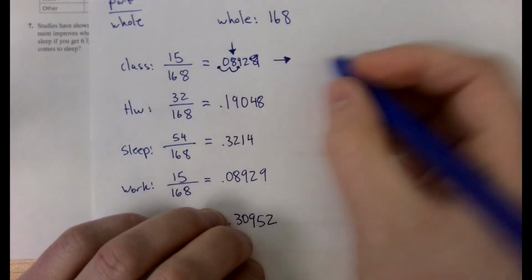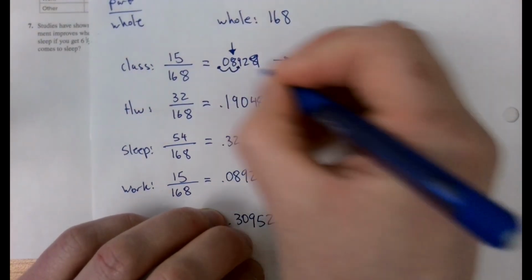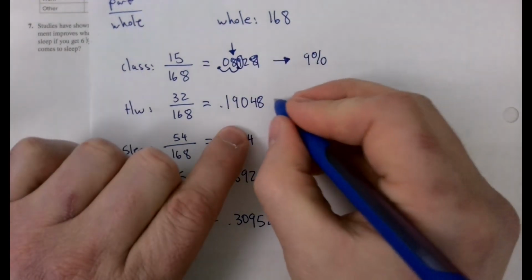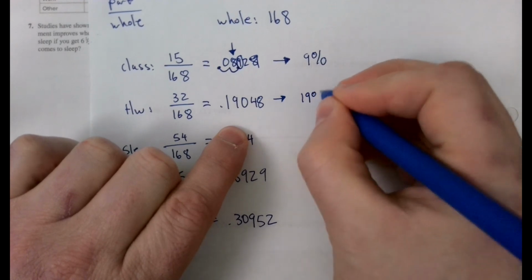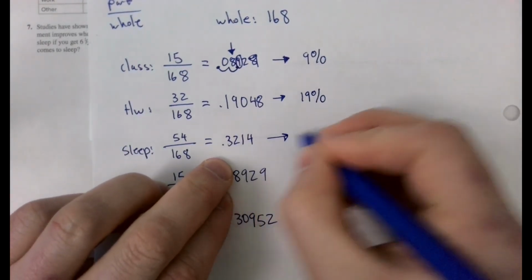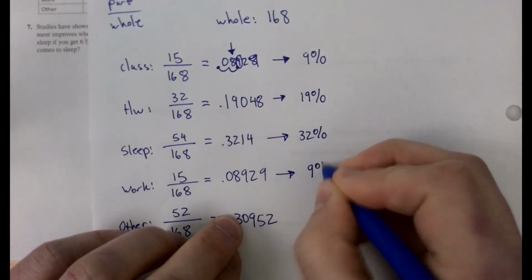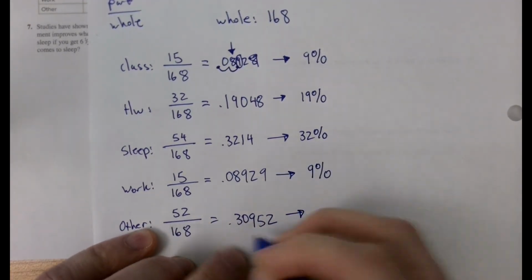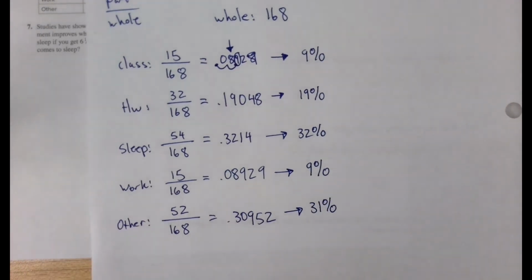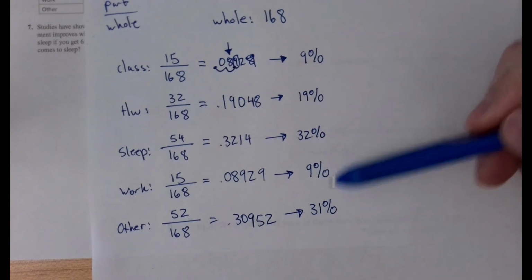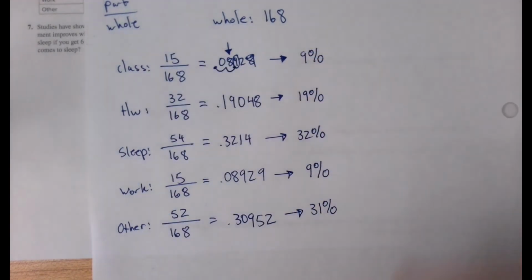So this first one is going to round to 9% because this 9 is a number larger than 5. The next one is going to round to 19%. Next one is going to round to 32%. And then another 9% here finally, and then a 31%. So these are the percentages that our student here is spending each week, the percent of their hours spent each week doing one of these 5 categories.